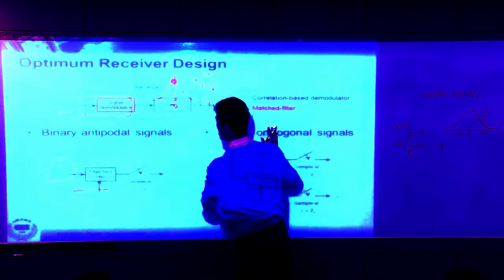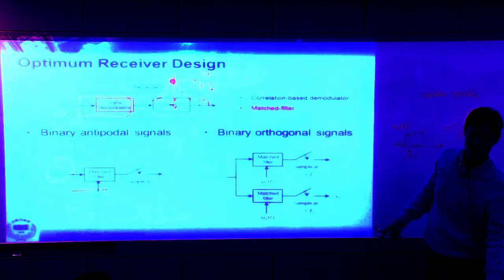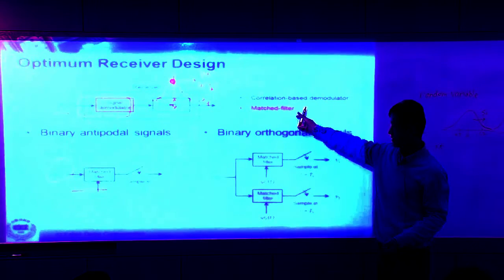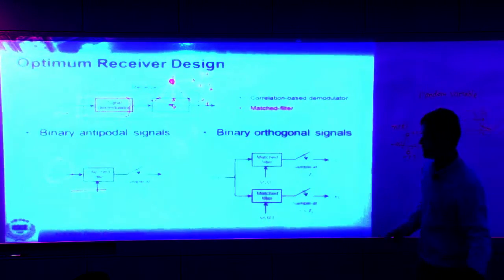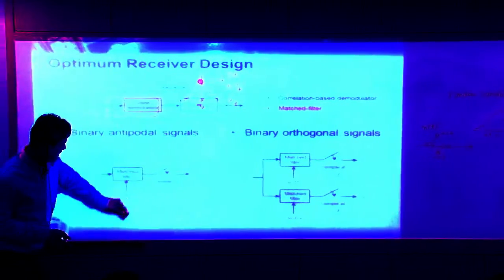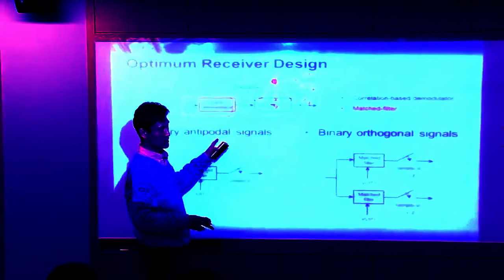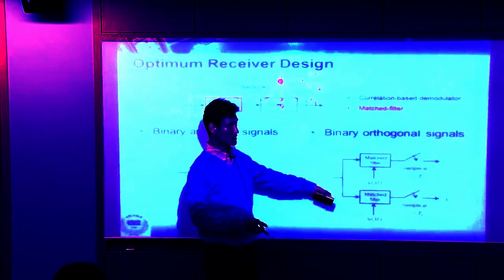And the second design of the optimum receiver is the matched filter. So let's look at the matched filter now. The matched filter is designed pretty similarly. This is a matched filter design for antipodal. This is for orthogonal signals.